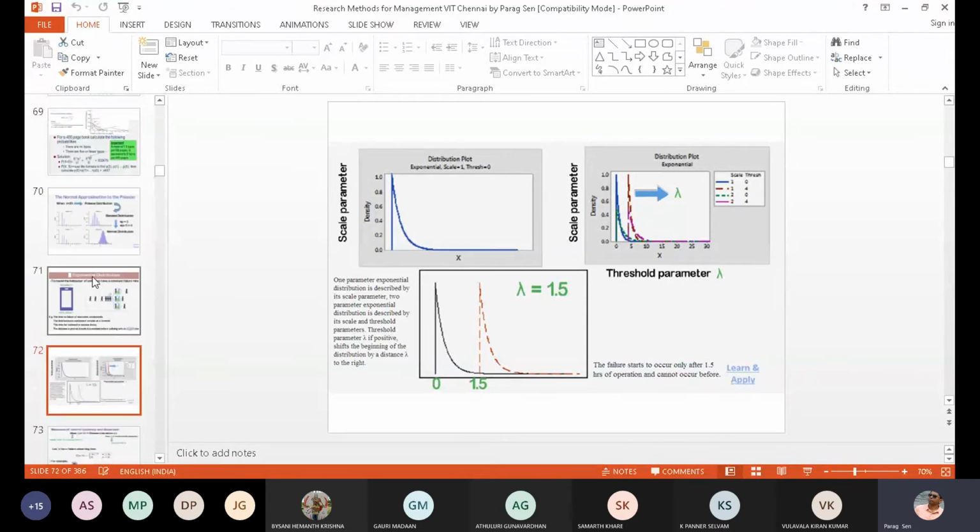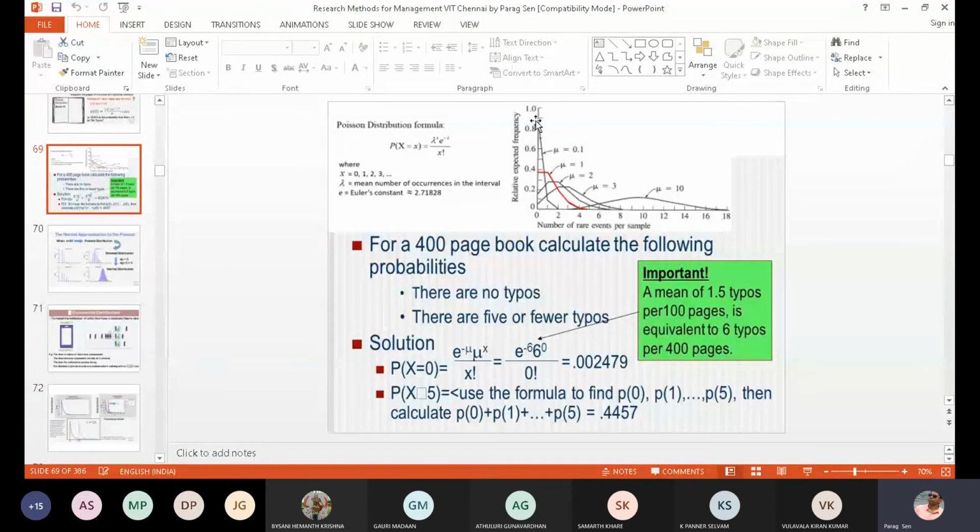Okay. So one thing I missed: you can see how the Poisson distribution looks like that. Along the x-axis you are representing the number of rare events per sample, and along the y-axis you are representing the expected frequency.